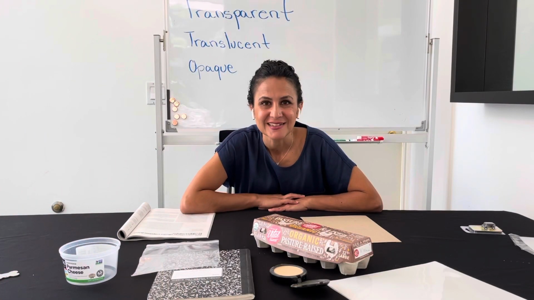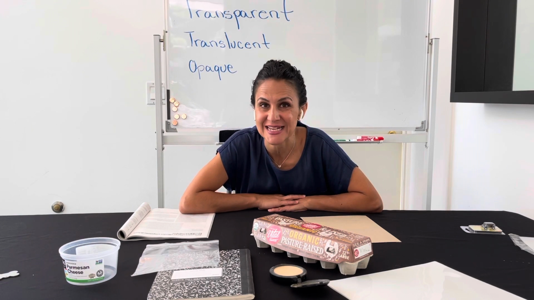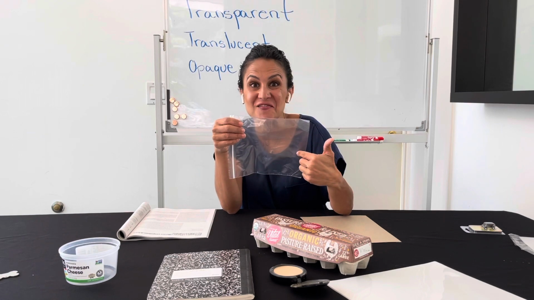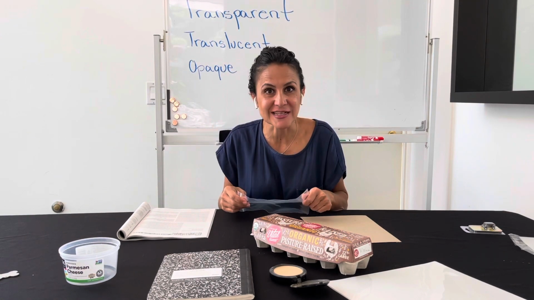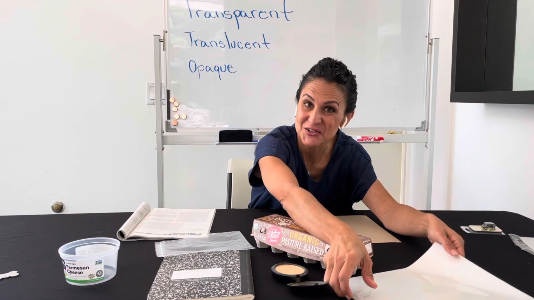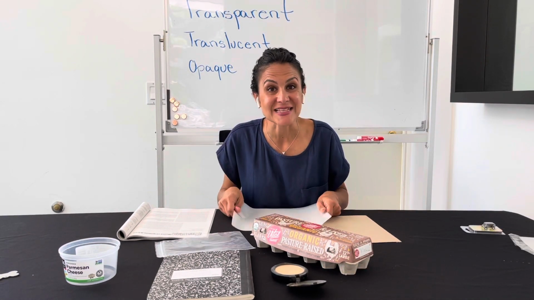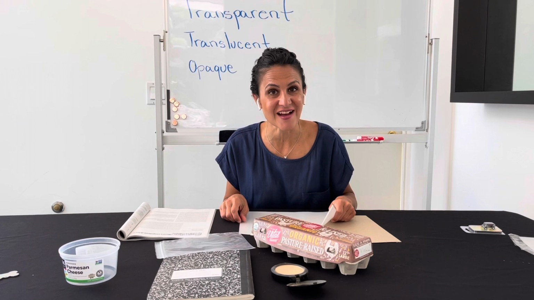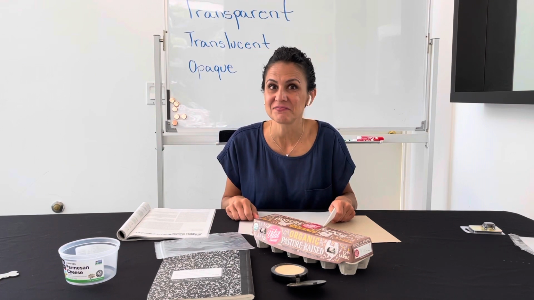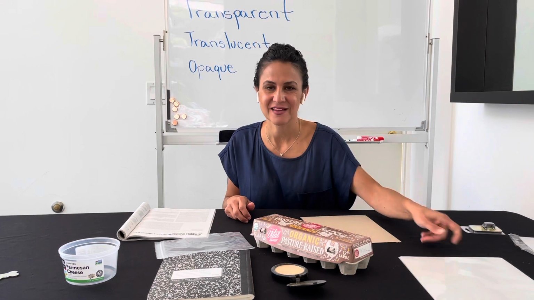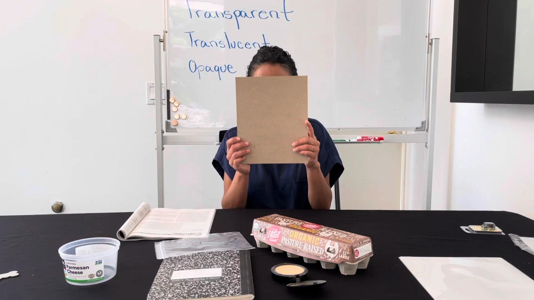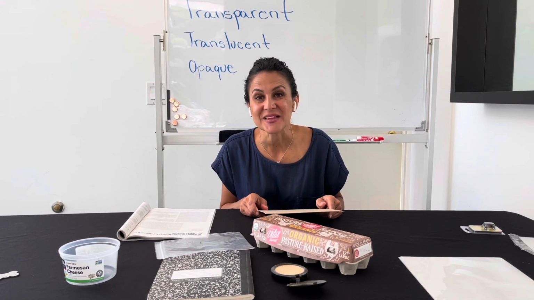Just to recap what we did, we were talking about transparent, translucent, and opaque. We learned that some items are transparent, meaning light goes through, images are visible from the other side. Some items are translucent. Light passes through, but you can't clearly see what the image is on the other side. Stained glass windows are an example of translucent. We also learned that certain items are opaque, like this piece of cardboard. Light doesn't pass through, and neither do the images.